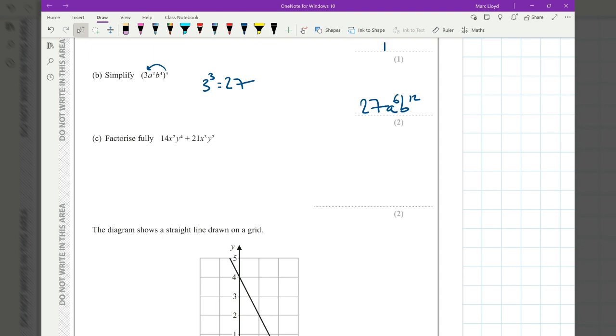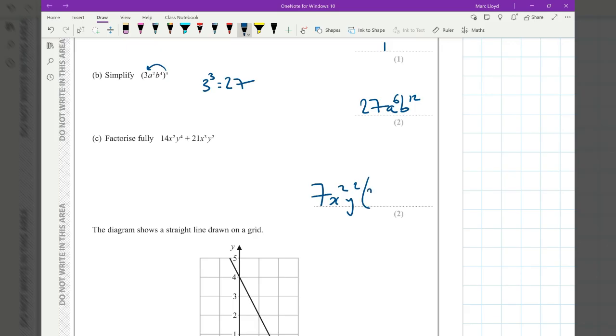Factorise fully. This is nasty. The highest number we can divide both of these by is 7. Now, x is in both of them. In fact, we can divide both of these by x squared. We can't divide it by x cubed because it will not work with the one on the left-hand side. And then we can divide them both by y squared as well.